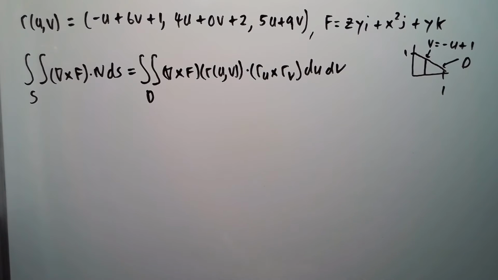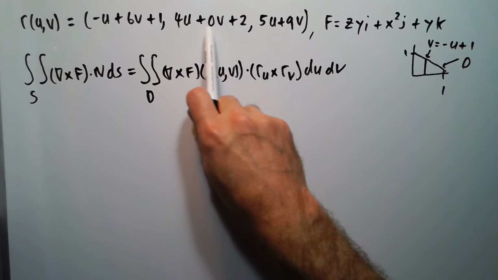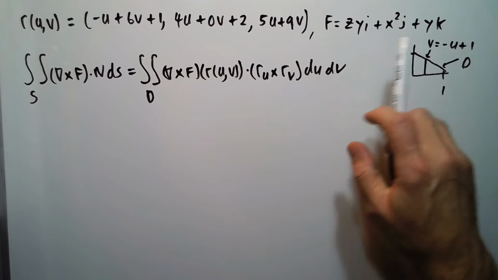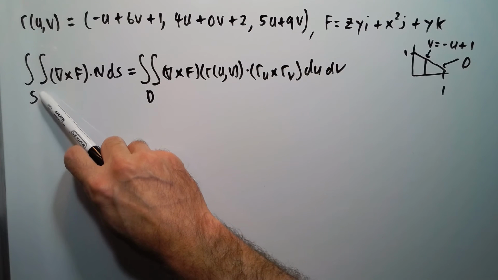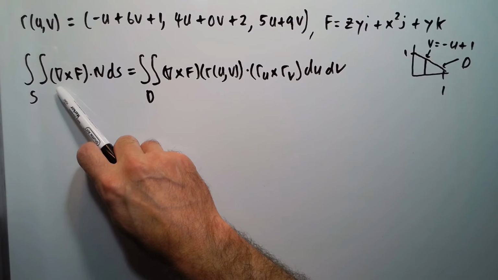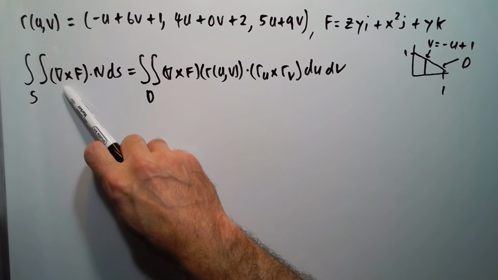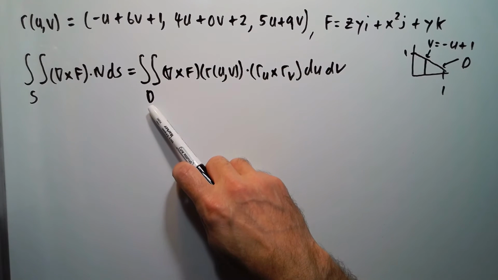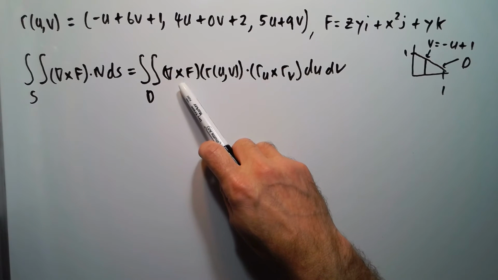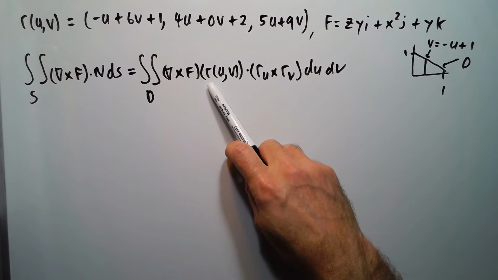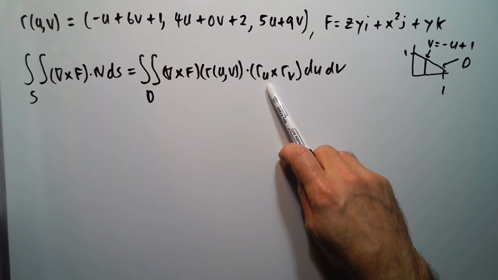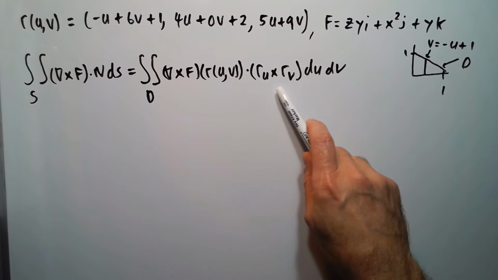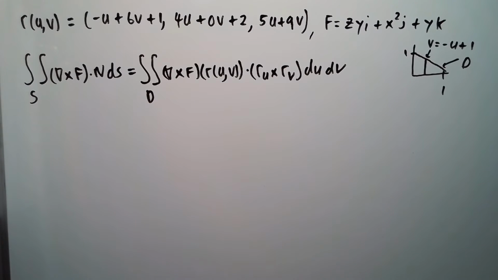So summarizing, we found our parameterization of the triangle, and here's our f that we're going to be working with. So we're looking at the double integral side of Stokes' theorem. So it's the flux of the curl of f across S, but that's going to equal then the double integral over our D region of the curl composed with our r(u,v) dotted with r_u cross r_v du dv. So let's find r_u and r_v.